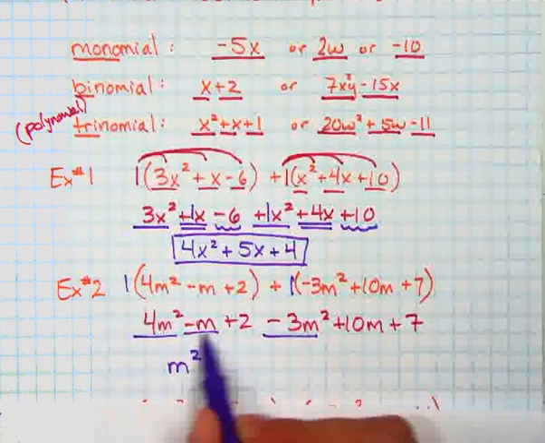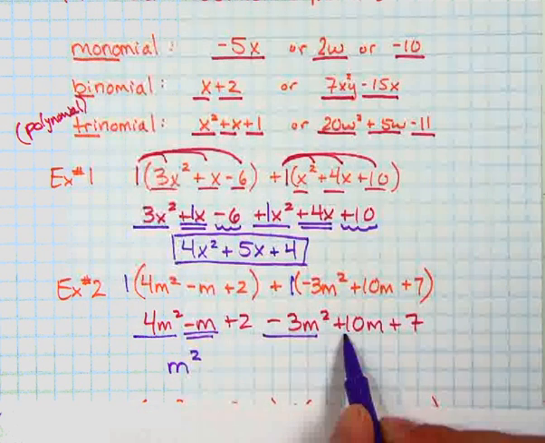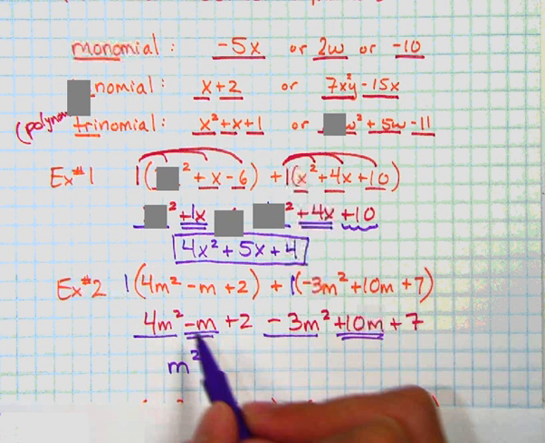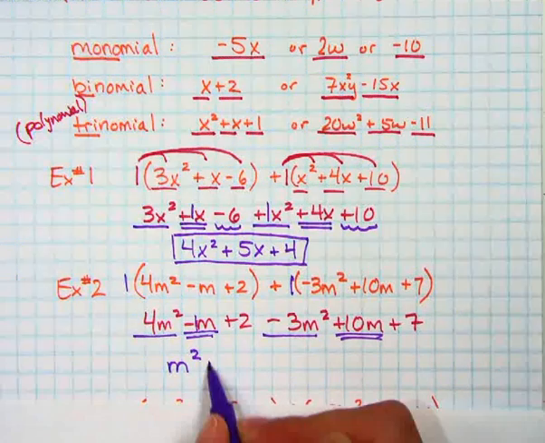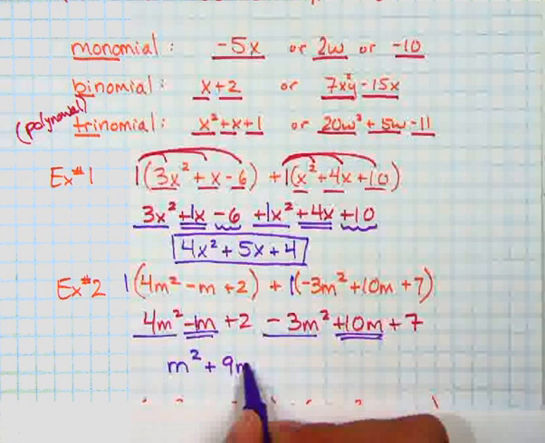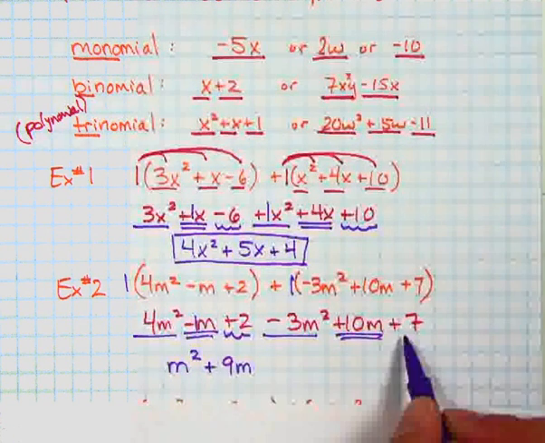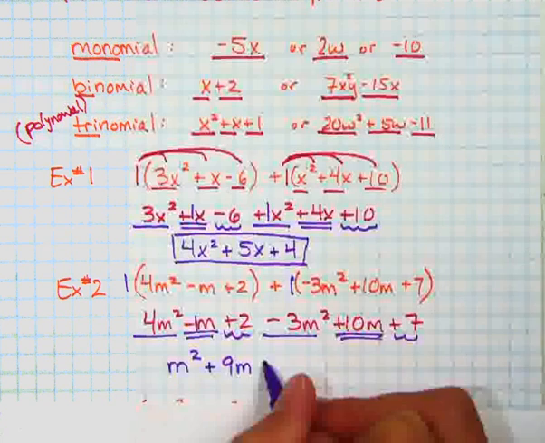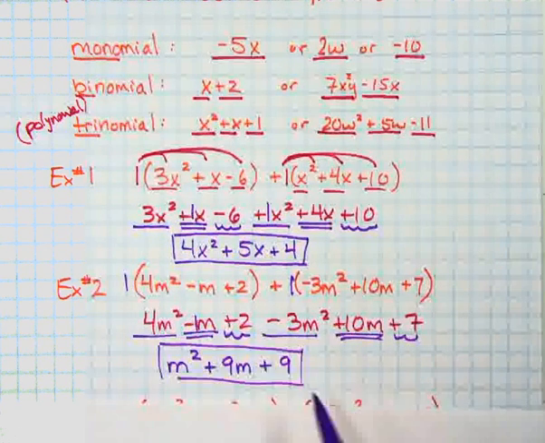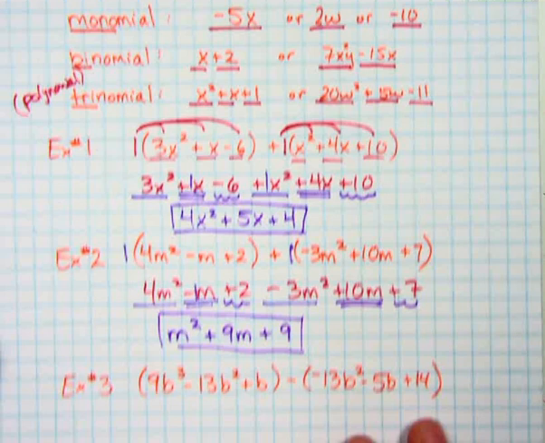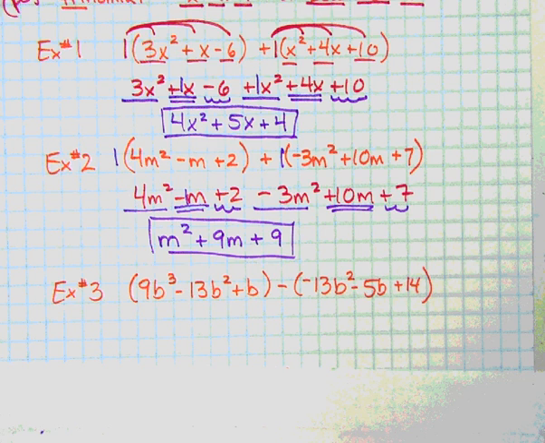Negative m. I see another m over here. Negative m, negative 1m, remember, with positive 10m is going to give me 9m. Last but not least, my constants, positive 2 and positive 7 is going to give me positive 9. And so there's my final answer. I think you're getting the hang of this, but let me throw you a curveball. Can you handle it? Here we go. We take a look at this inside the parentheses.